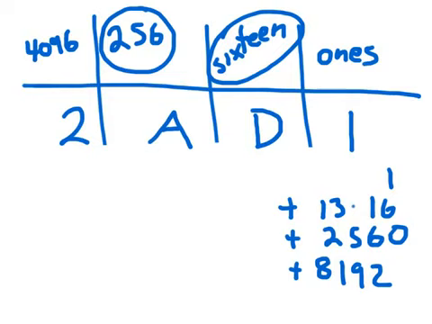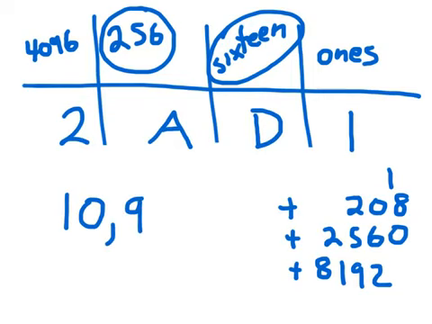So the next thing we have to do is just add these values together. So we'll go ahead and multiply 13 times 16, and we will get 208. And then all we have to do is add these values together, and we'll get 10,961.